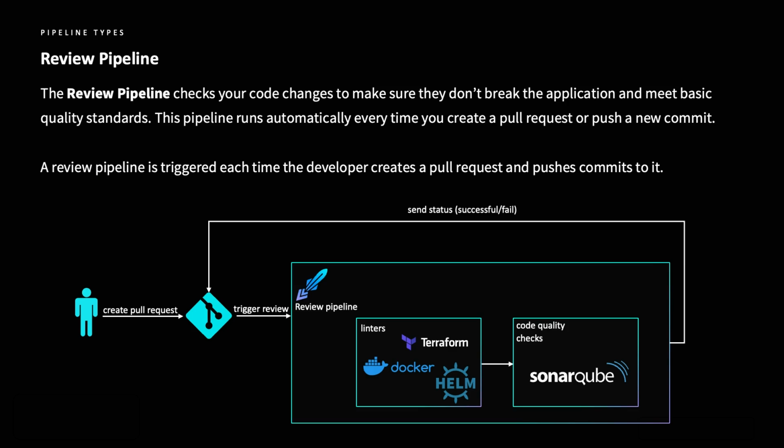There are 4 pipeline types: review, build, deploy, and clean. When you work on a codebase and prepare your changes, it is important to make sure that your updates don't break the application and meet all the required quality standards. The review pipeline is designed exactly for this purpose. It automatically checks your code every time you create a pull request or push a new commit to the version control system. By running tests and code analysis on your changes, it helps catch issues at an early stage and ensures that only high-quality code is delivered into the main branch.